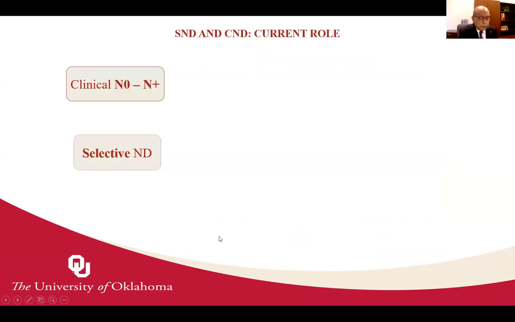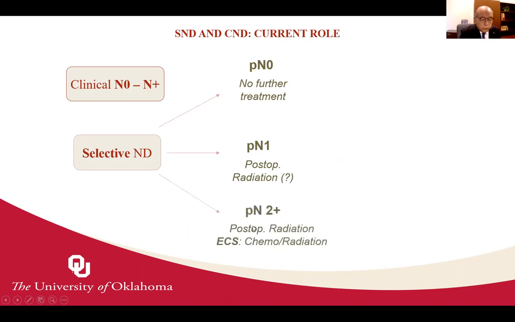So, in summary, when we have either a clinical N0 or N-positive neck, we do a selective neck dissection, and there are no pathologically demonstrable nodes, it's a pN0, no further treatment is necessary. If there is one node positive, you may consider postoperative radiation. If there are multiple nodes positive, postoperative radiation. If there is extracapsular spread, the combination of radiation and chemo is more effective.